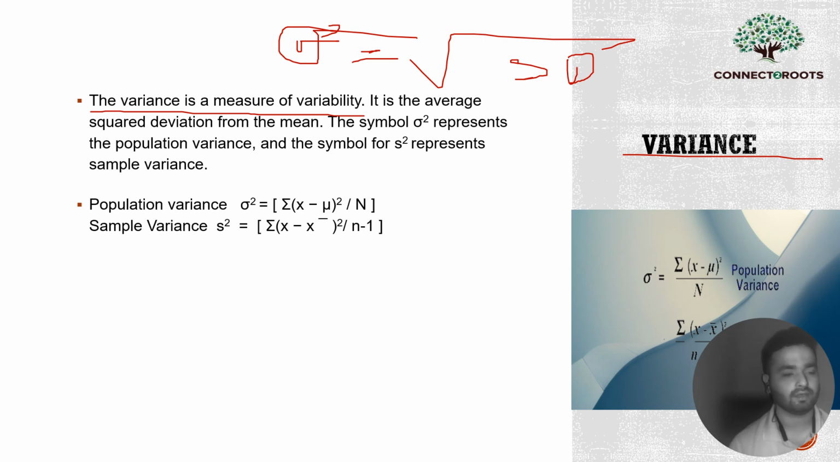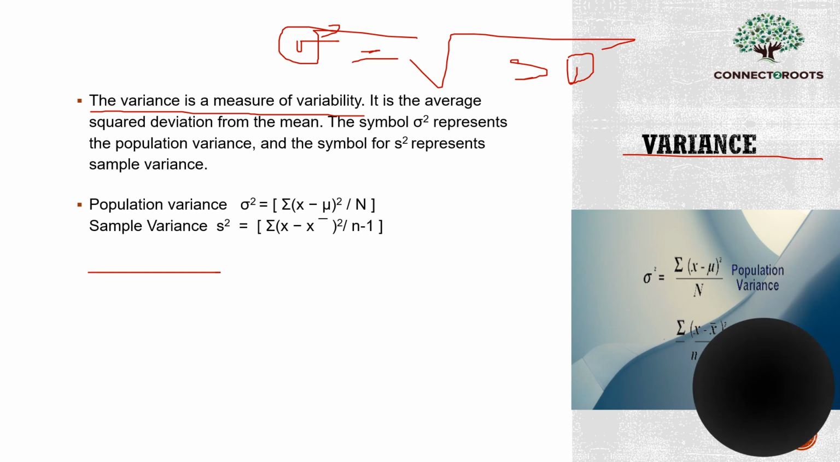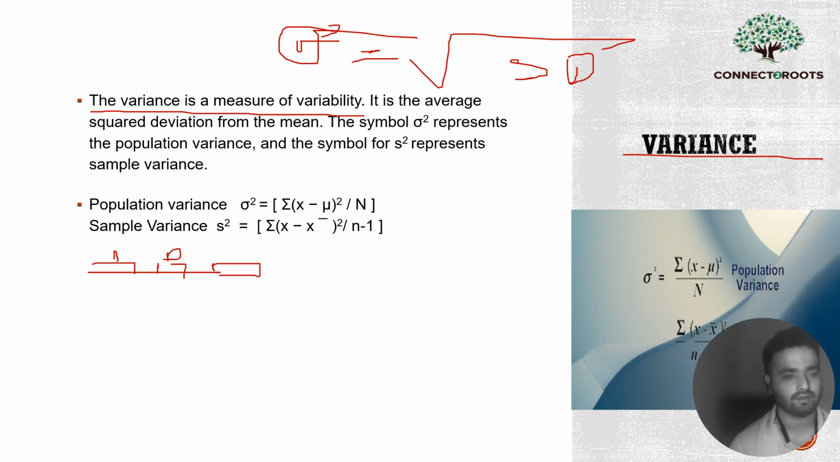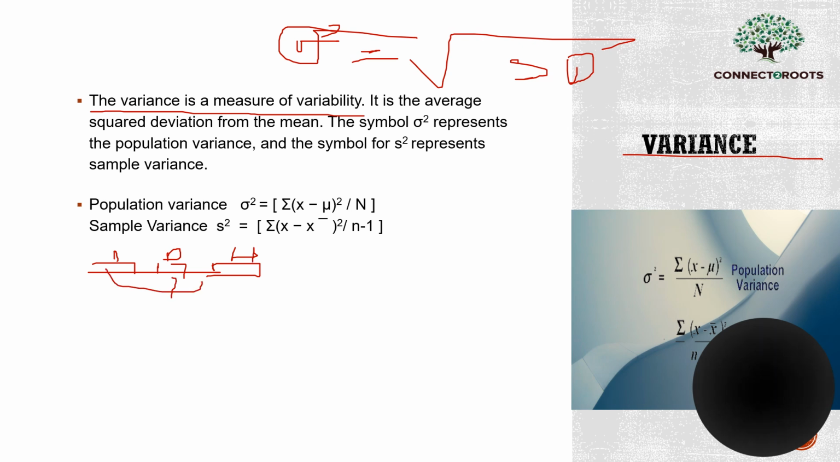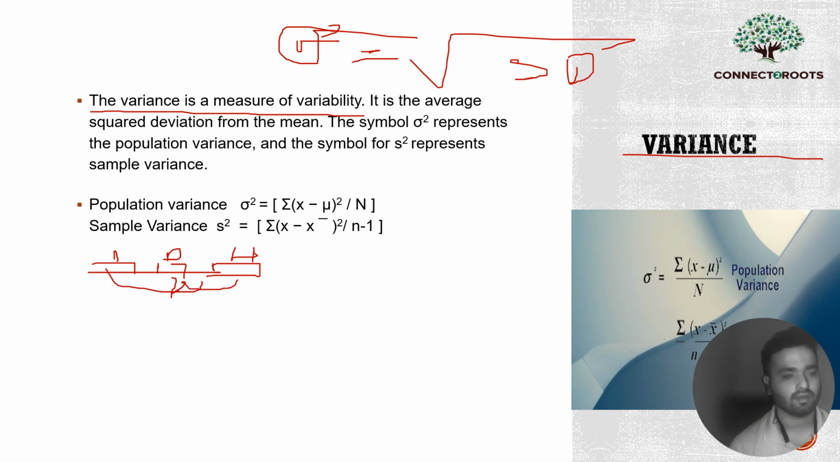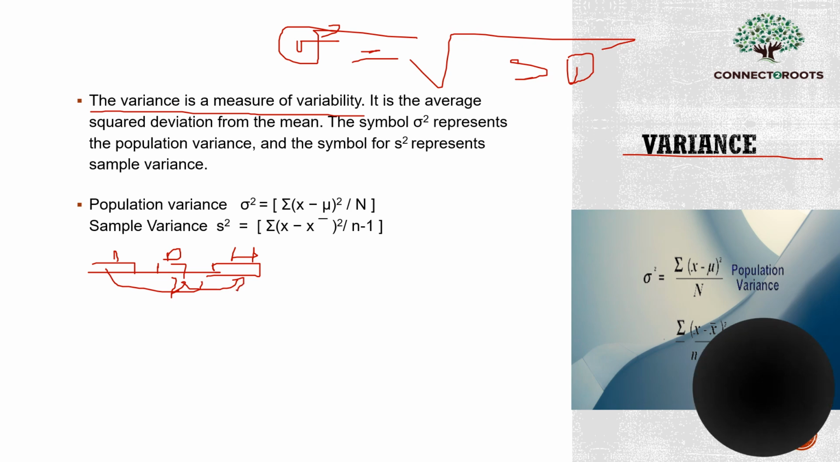For example, if you say that there are three types of fuel: diesel, petrol, and suppose hydrogen. So there is a variance, there is a variability, there is a change, because petrol is not similar to diesel or diesel is not similar to hydrogen. So this is the difference.